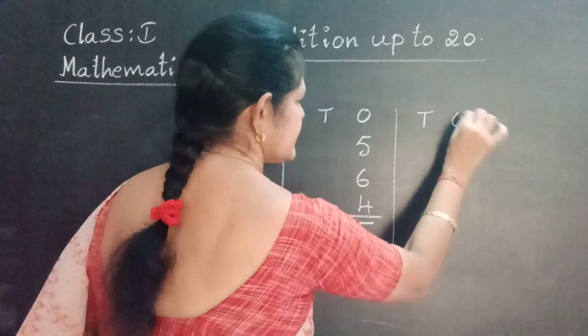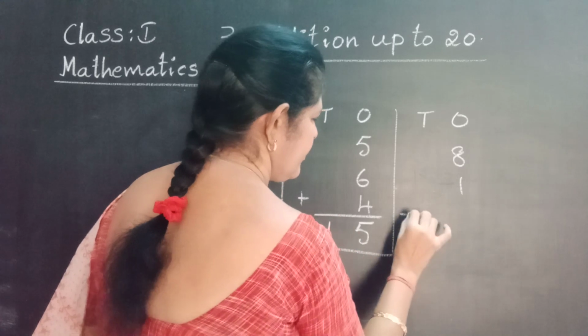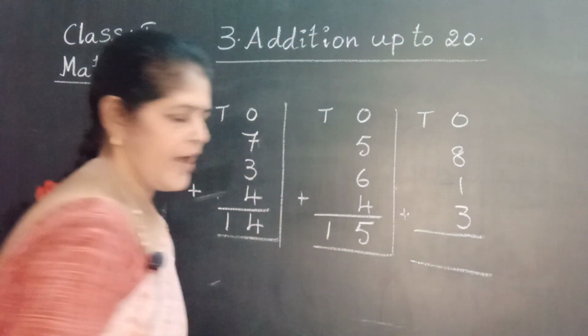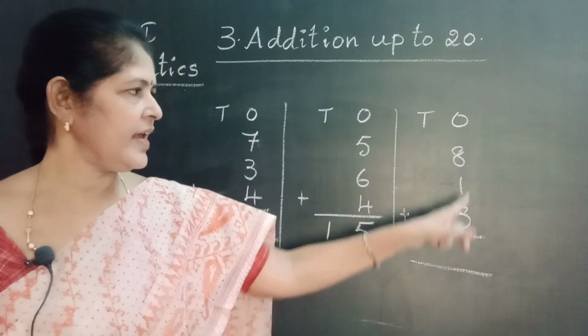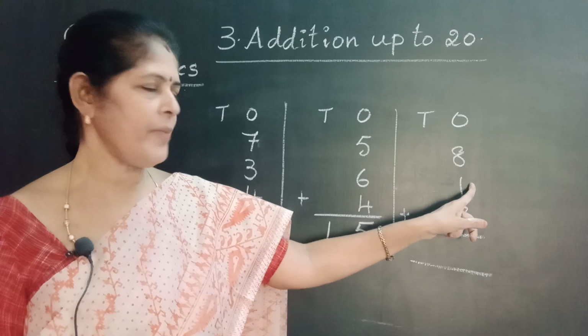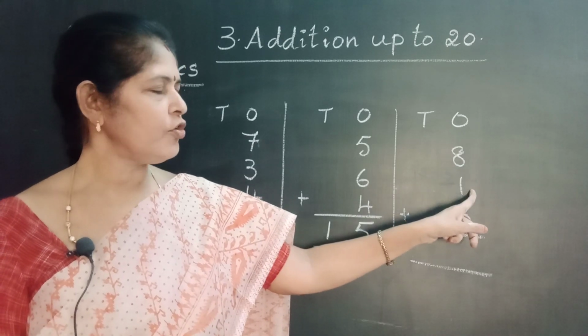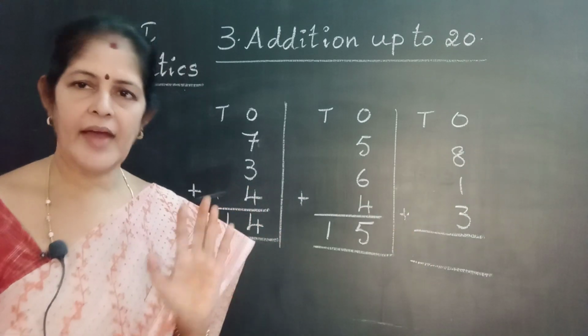Tens and ones. 8 plus 1 plus 3. First add these two numbers. You can follow up to down or down to up. We get the same answer.